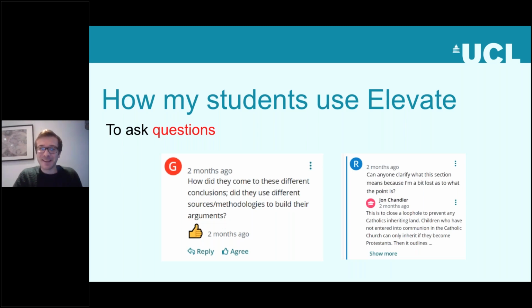So for example, the one on the right, someone asked for clarification, and I left it a few days to see if anyone would answer the question, and no one did. So I had to jump in and explain.